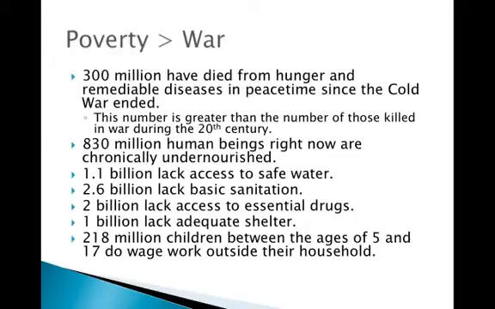1.1 billion people lack access to safe water. That's something we take for granted. In America, we have, for the most part, very clean tap water, and on top of that, we still buy pure spring water. Whereas there are a lot of people that have access to very unclean water.